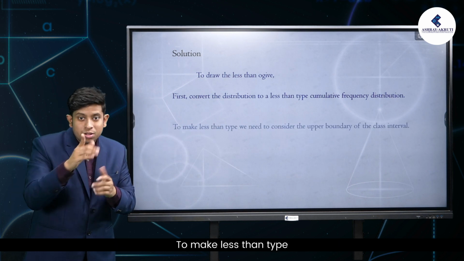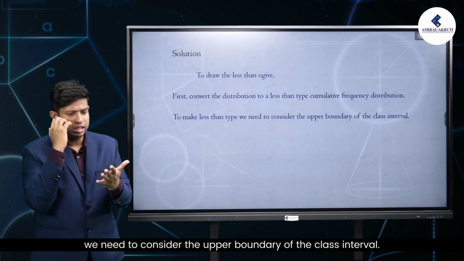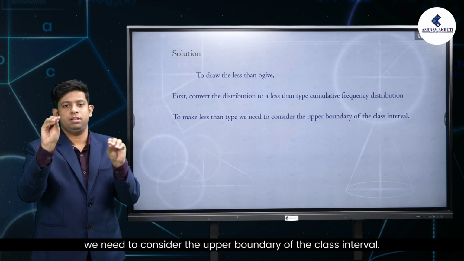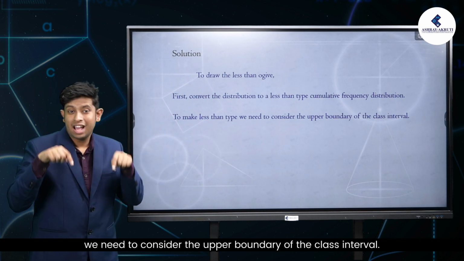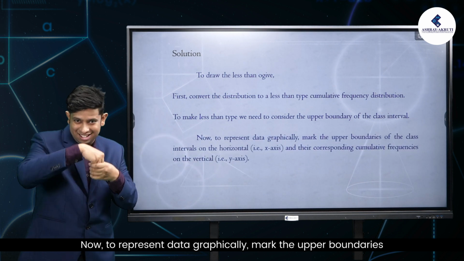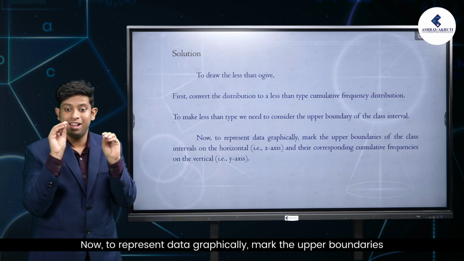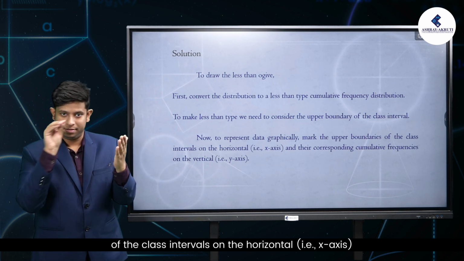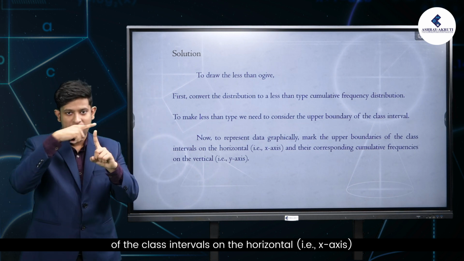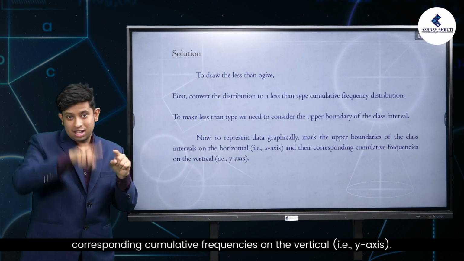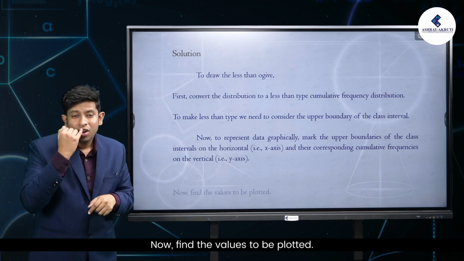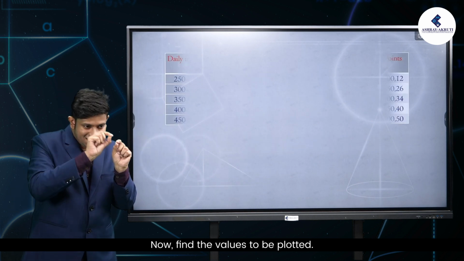To make less than type, we need to consider the upper boundary of the class interval. Now, to represent data graphically, mark the upper boundaries of the class intervals on the horizontal, that is x-axis, and their corresponding cumulative frequencies on the vertical, that is y-axis. Now, find the values to be plotted.